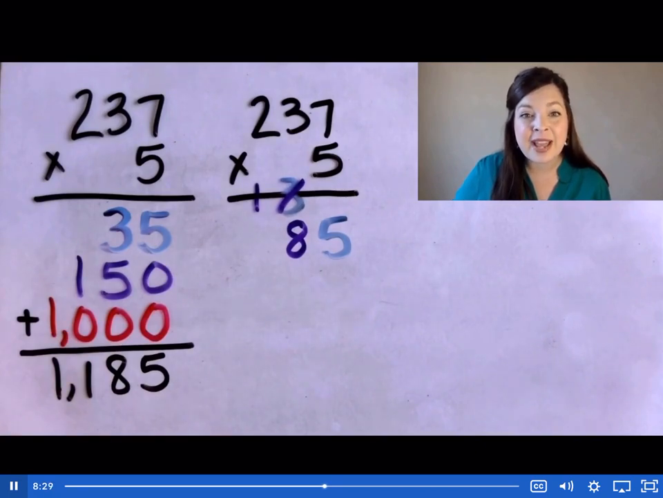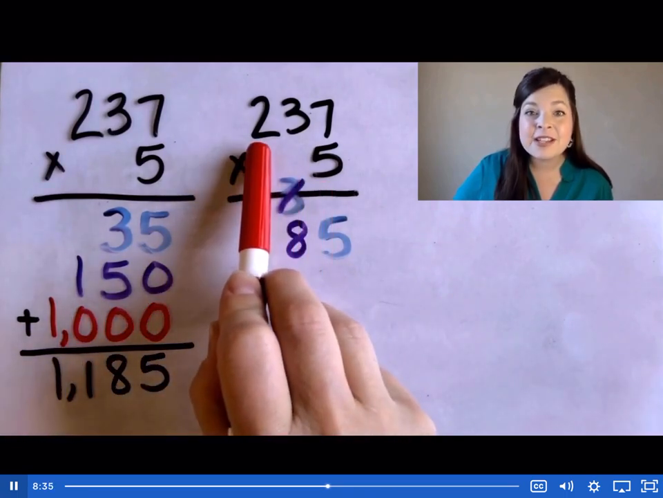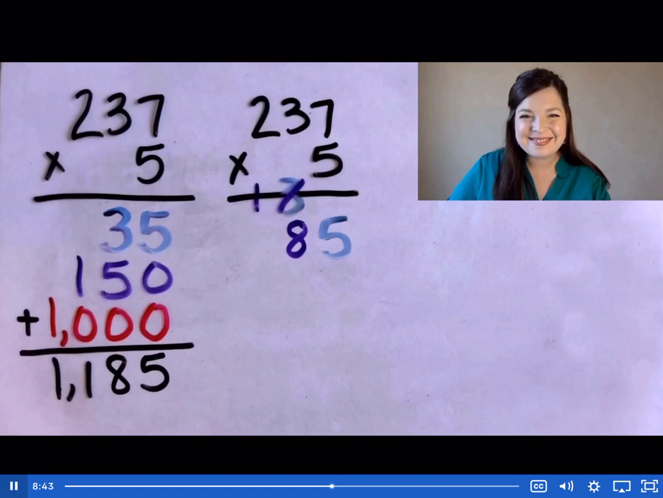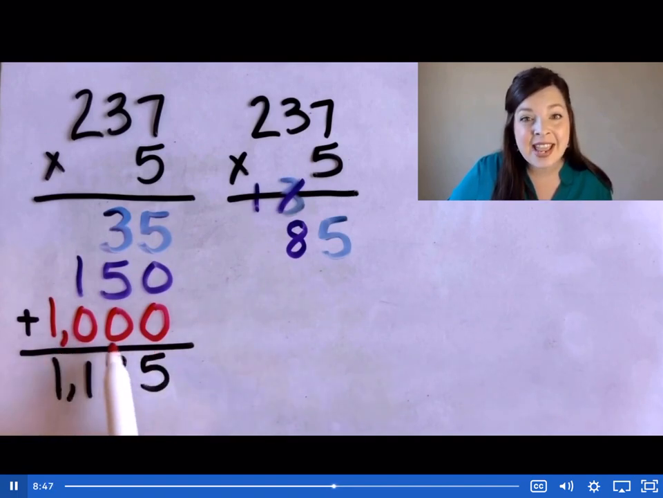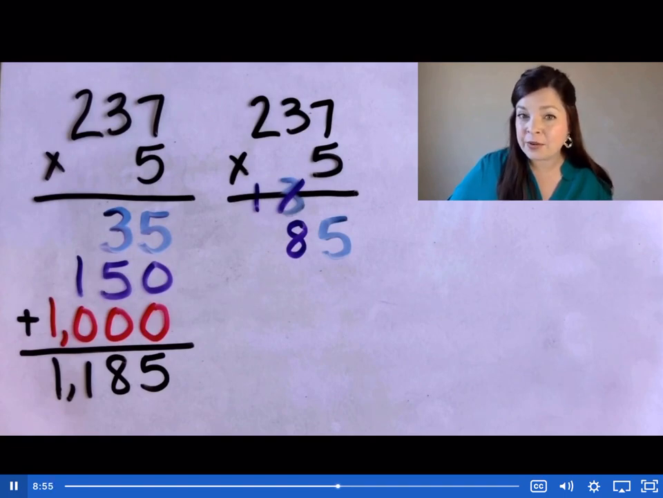Now, what do we do next? Next, we multiply 5 times 2 hundreds to get 10 hundreds. Where do we see 10 hundreds in our partial products? 10 hundreds is the same as 1,000, and we see that on the third line in our partial products. How will we record this in the algorithm?